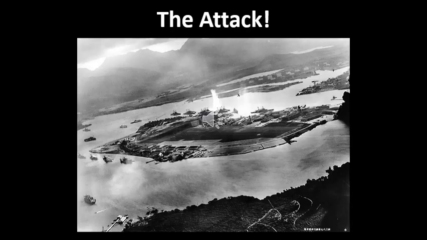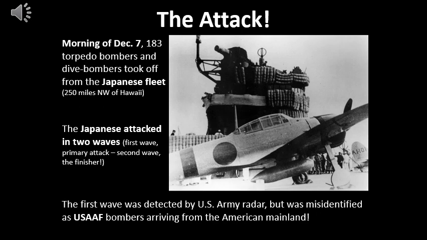This photograph was taken from a Japanese plane during the torpedo attack on ships moored on both sides of Ford Island after the beginning of the Pearl Harbor attack. The morning of December 7th, 183 torpedo bombers and dive bombers took off from the Japanese fleet, 250 miles northwest of Hawaii. The Japanese attacked in 2 waves.